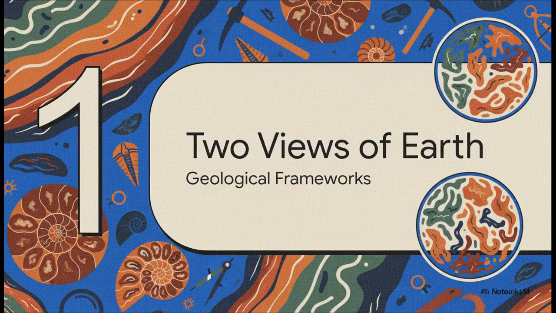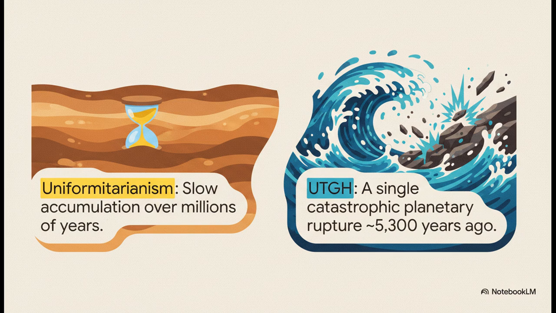Section 1. Two Views of Earth's History. To impartially unpack this, we first really need to establish the two very different frameworks used to interpret the rock layers. On one side, we have the standard model, uniformitarianism. This framework reads the rocks as millions of years of gradual accumulation. Think deep, slow geological time, where dirt just stacks up, millimeter by millimeter.